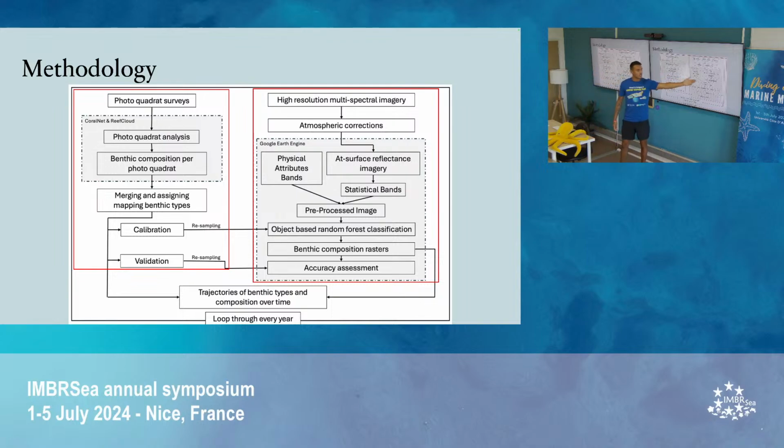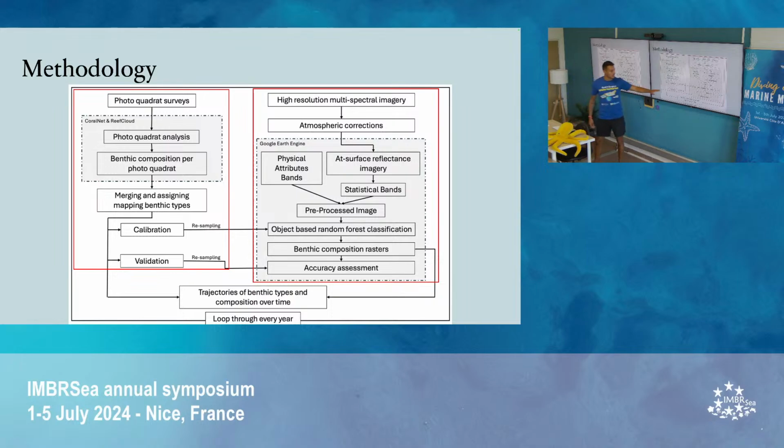And then we also did statistical bands that allow us to improve the classification of benthic composition. This included principal component analysis, texture measures, standard deviation, and a whole bunch of others. So once we got a pre-processed image, it sounds like a lot, but it's just pre-processing. We combined it with the calibration dataset, and via random forest classifiers, we created benthic composition rasters. So these are essentially maps where each pixel represents the benthic composition that dominates that area.